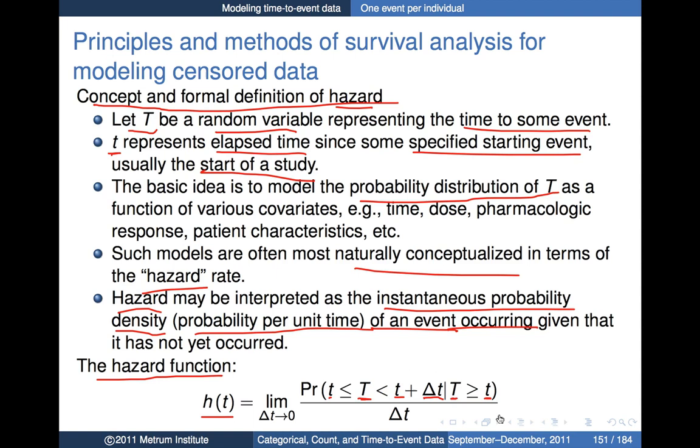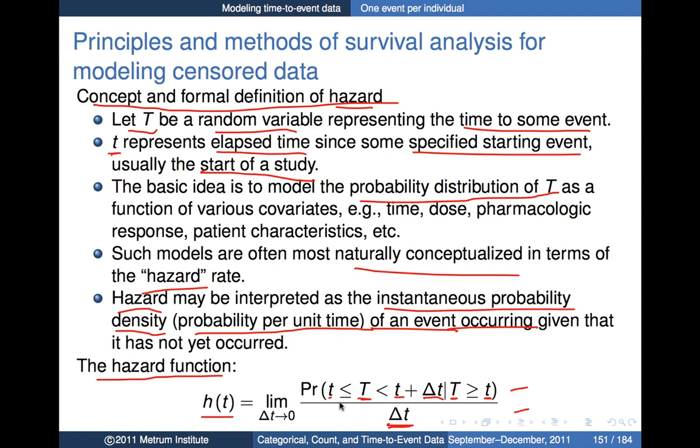So we start out with that probability. Then we divide it by the duration of the interval. So that's where we get this idea that it's sort of probability per unit time. And now drive the length of that interval to zero. So it's very much like the formal definition of a derivative in calculus. So you're going to drive that to zero, and the limiting value then is that thing that we call hazard.